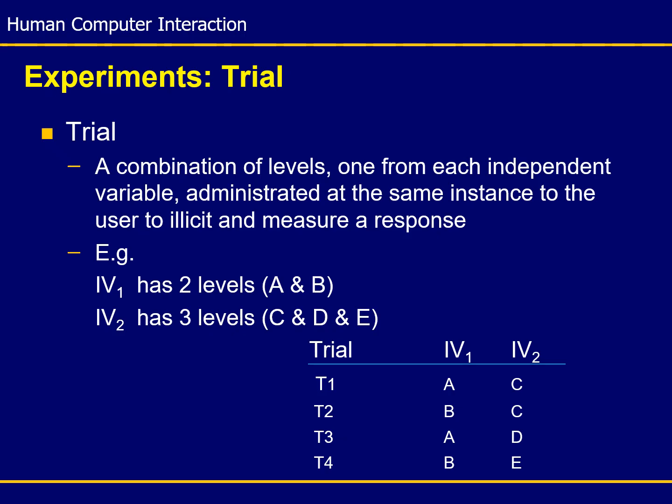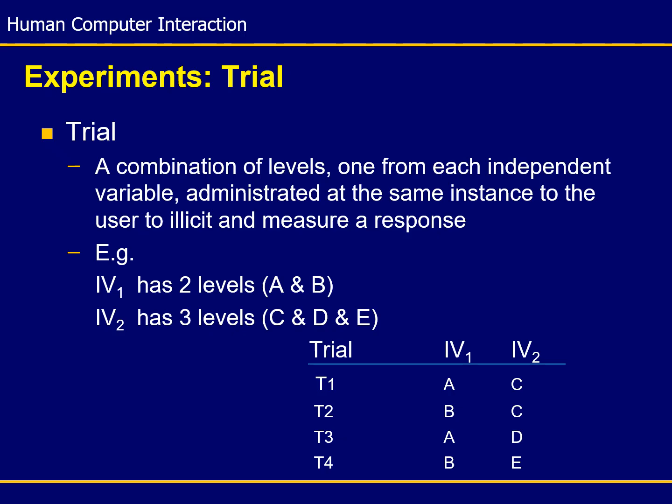Trial 1 has level A from independent variable 1 and level C from independent variable 2. Trial 2 has level B from independent variable 1 and level C from independent variable 2. And it goes like this. Okay? So now you know what is an experiment. An experiment consists of trials. In every trial we will have a measurement. Okay? So we're not doing it once, we're doing it many times, as you will see.